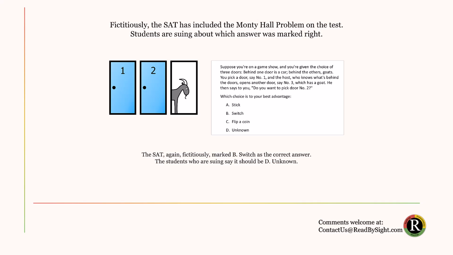And we give 4 choices. A, stick with the door you picked. B, switch to the other closed door. C, flip a coin to decide what to do. Or D, unknown. It's unknown what is to your best advantage. The SAT, and again fictitiously, marked B, switch, as the correct answer. That's the answer that's the unanimous choice of this very large literature. And the students who are suing say it should be D, unknown. So let's take a look at the implications of that.